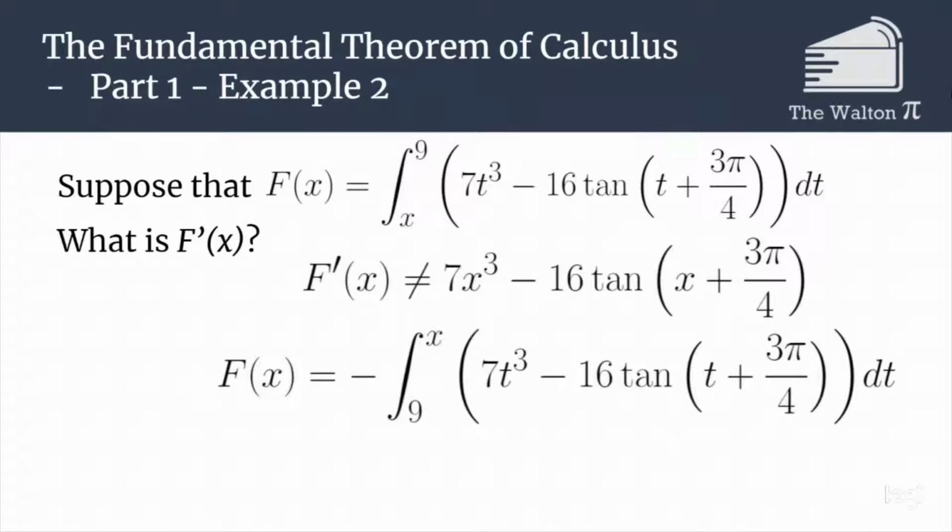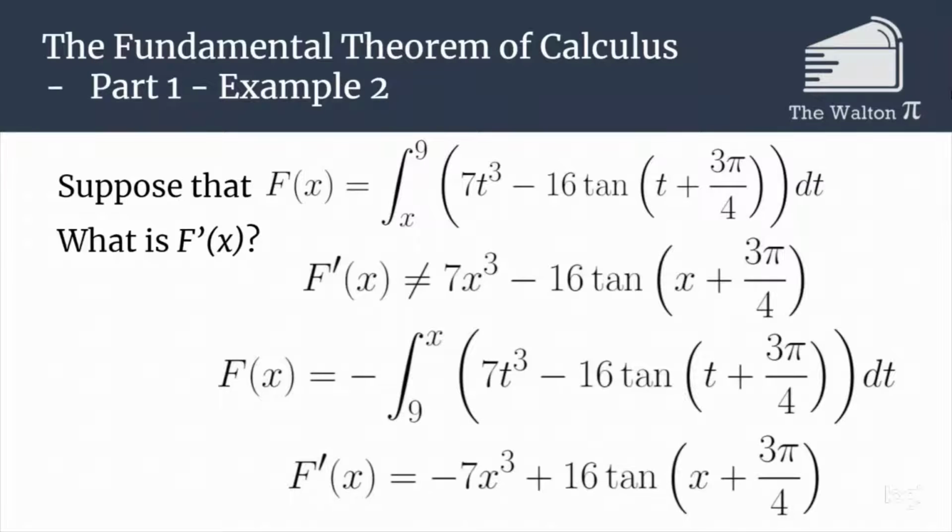We can switch our bounds if we add a negative out front. So that means that big F of x is equal to negative the integral from 9 to x of 7t cubed minus 16 tangent of t plus 3 pi over 4. Now it's in the correct form. So now we can replace the t's with x's when we take the derivative. And when we do that, we get negative 7x cubed plus 16 tangent of x plus 3 pi over 4. That's an important thing we have to remember. If it doesn't match the form in the theorem, it's not quite ready to just replace the t's with x's.